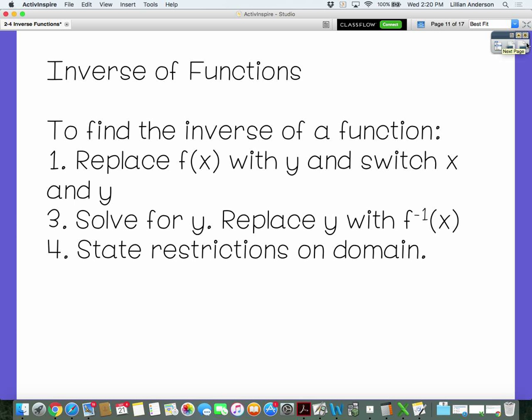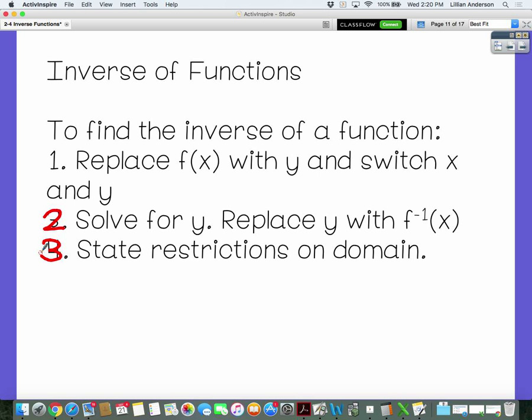But inverses of functions. To find the inverse of a function algebraically, there are a few steps. You replace f of x with y, and you switch x and y. Remember, inverse is all about switching. I combined replacing and switching into one step. That was originally 1, 2, 3, 4.